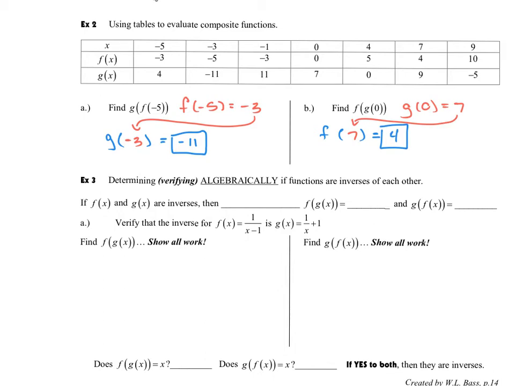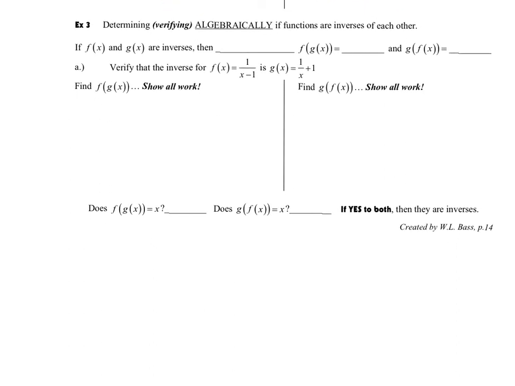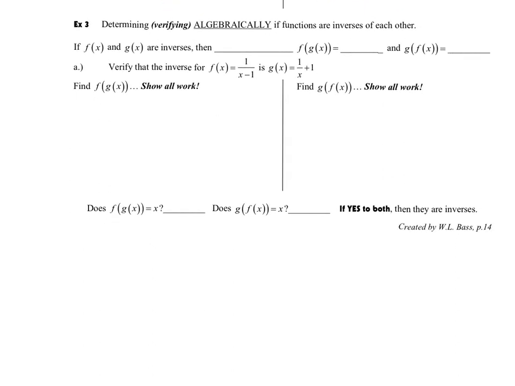Now, the next thing that we're going to do, now that we've been practicing finding inverses algebraically, we're going to look at the idea of determining, or sometimes they'll say verifying algebraically, if they're inverses. So a little bit on the language here. Typically speaking, if it says determine whether they're inverses, the answer might be yes, the answer might be no. If it asks to verify, typically they're implying that they are going to be inverses. Those aren't hard and fast rules, but they're pretty common.